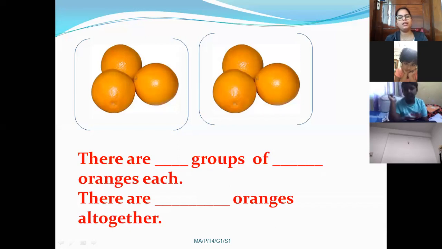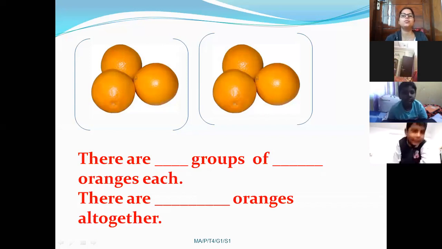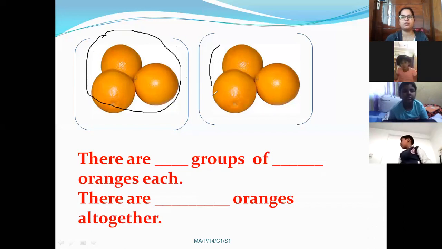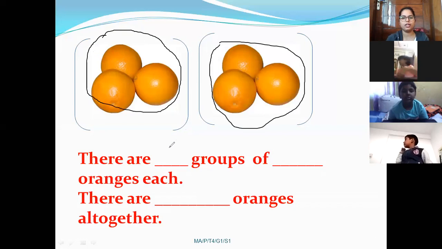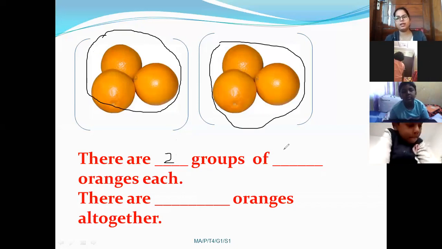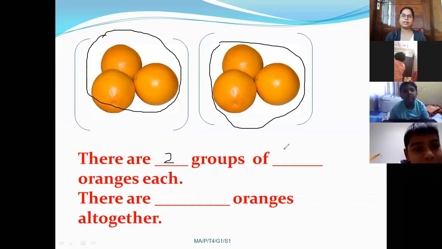Ronald, can you tell me how many groups are there? 2. Very good. There are 2 groups, children. One group, this is your first group, and this is your second group. Okay, so there are 2 groups. So we can write here 2. Okay, Ronald, in each group, how many oranges are there? Means in one group, how many oranges are there, Ronald?